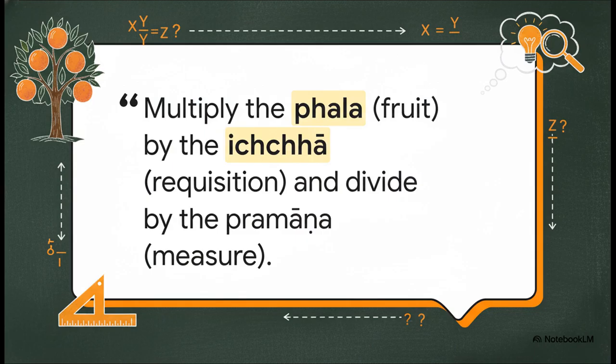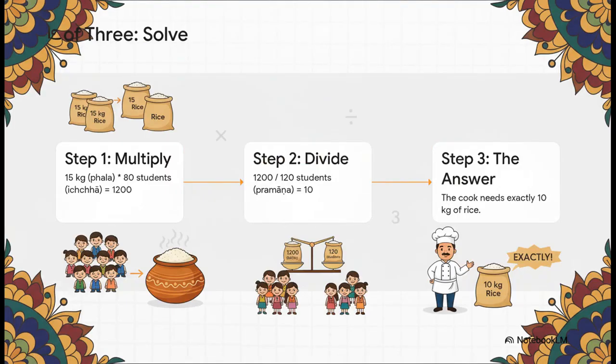The pramana is your starting measure. The pala is the fruit or the result you get, and the icha is the new amount you want or requisition. It sounds complicated, but his rule lays out the steps perfectly. So let's use his ancient method to solve our rice problem. Our starting measure is the 120 students. The fruit is the 15 kilograms of rice. And our new requisition is the 80 students.